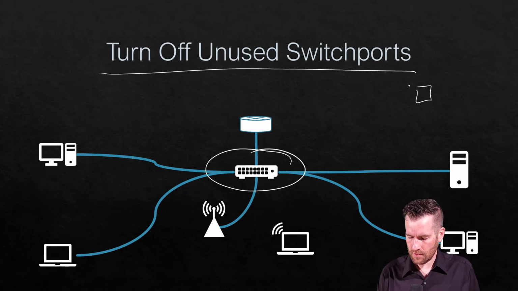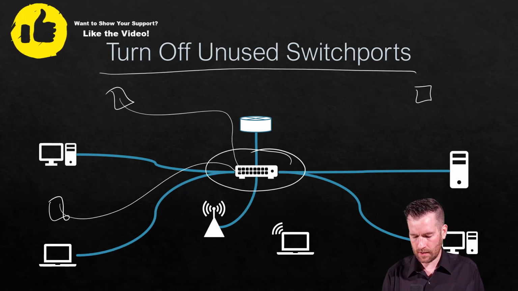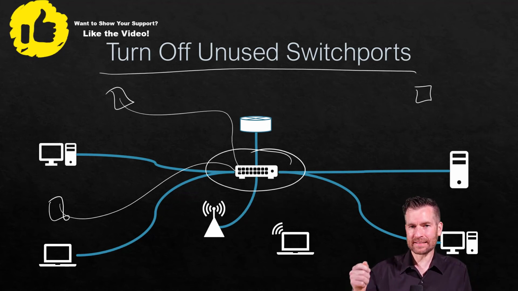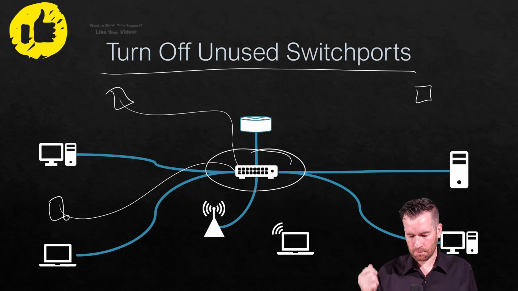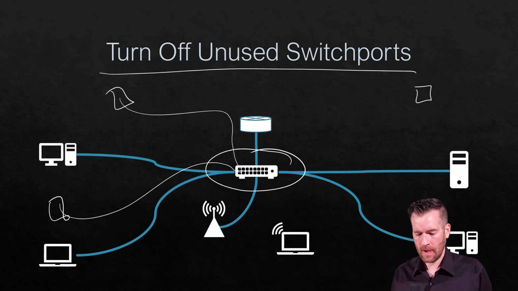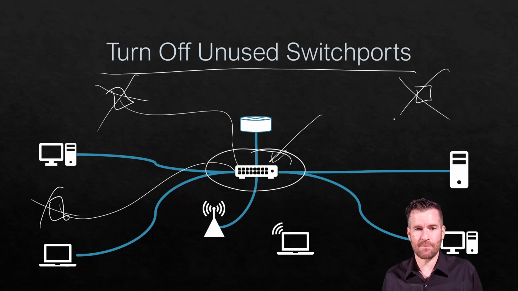So this is especially important. Let's say you have jacks all throughout your building, and whether they're being used or not, they come back to your switch. And now anybody can plug in a rogue switch that's out there, or a rogue DHCP server, or a rogue access point. They can plug this into your network and it exposes the rest of your network to this. So what you can do is you can go onto this switch and start turning off any of these ports that are not currently being used.